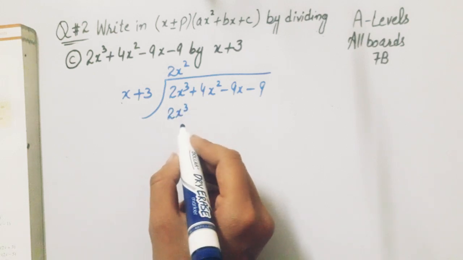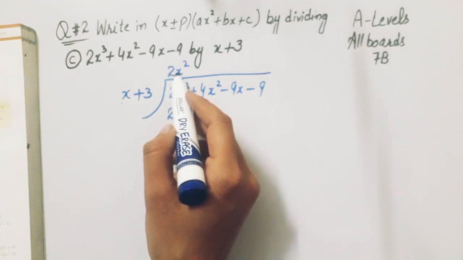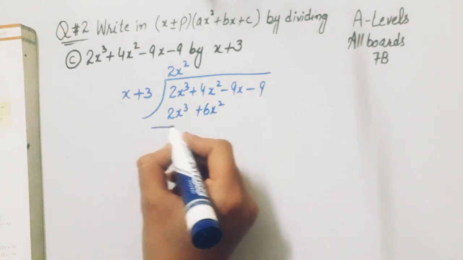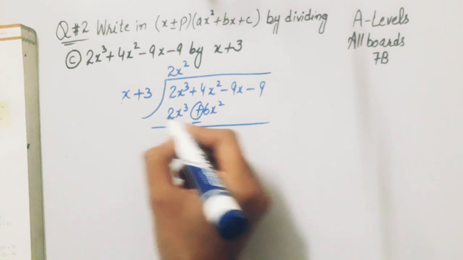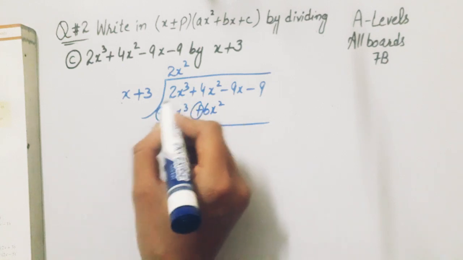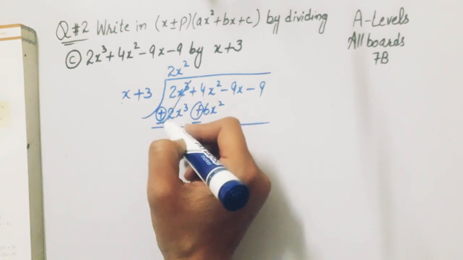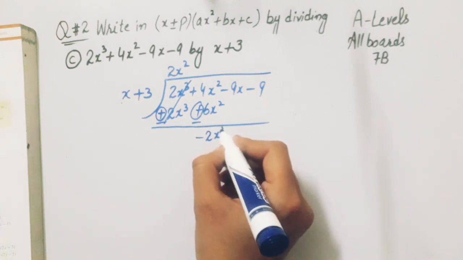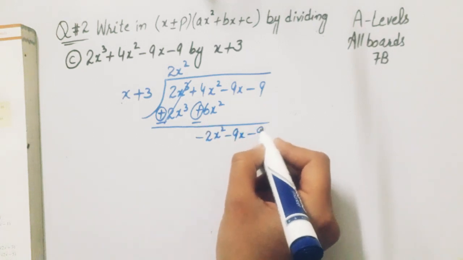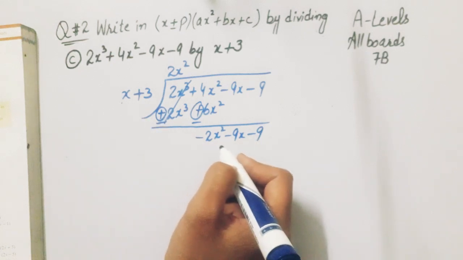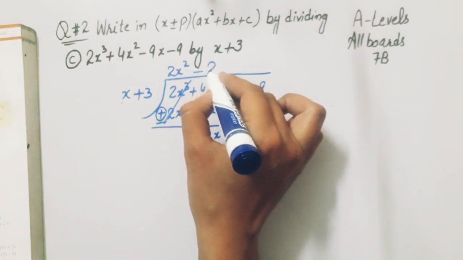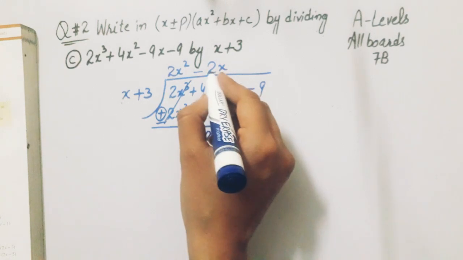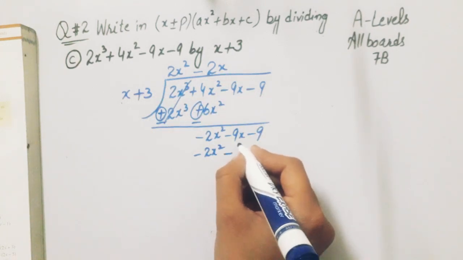And then we have 2x square multiplied by 3 is plus 6x square. Now change the old signs and change all the signs. 2x cube minus 2x cube are cancelled out, and 4x square minus 6x square is minus 2x square, then minus 9x and minus 9. To make x into minus 2x square, we will multiply this by minus 2x. It will give us minus 2x square, and plus 6x.